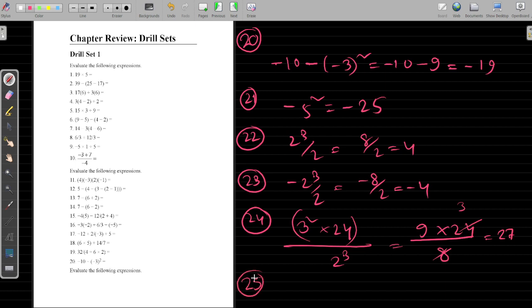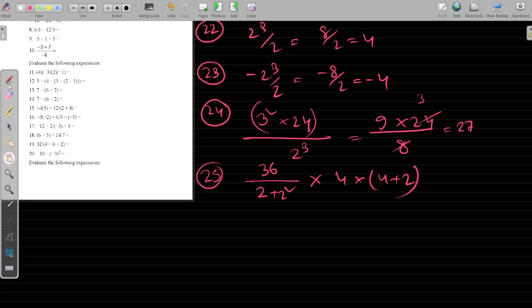Then 25. 25 means 36 divided by 2 plus 2 square multiplied by 4 multiplied by 4 plus 2. Right? Then if I solve this one, then 36 divided by 2 plus 2 square means 4. Then 6 multiplied by 4 multiplied by 6. 6 and 6 will be cut down and our answer will be 36 multiplied by 4 means 144.